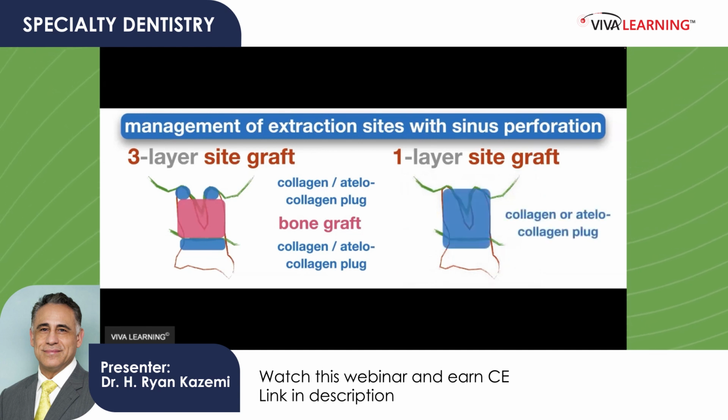The 1-layer site graft is primarily using one material, either a collagen or, what I'm going to show you more closely in this presentation, an ethylocollagen plug, where we just use one material to graft the site.